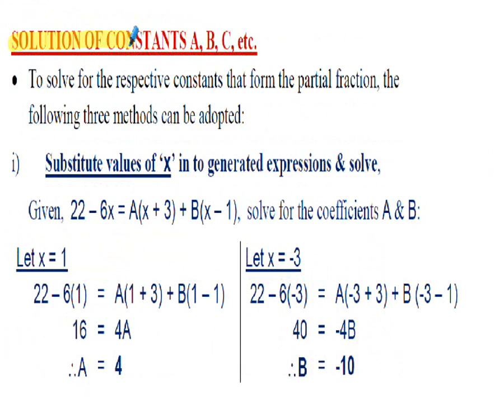To solve for the constants, the A, B, C, etc., there are various methods we can use. These were highlighted in the previous presentation. The first one is to substitute values of x into the generated equations and solve. So given 22 minus 6x is equal to A multiplied by (x plus 3) plus B multiplied by (x minus 1), if we want to solve for A and B, we simply assume values of x and make each of the brackets turn to 0.